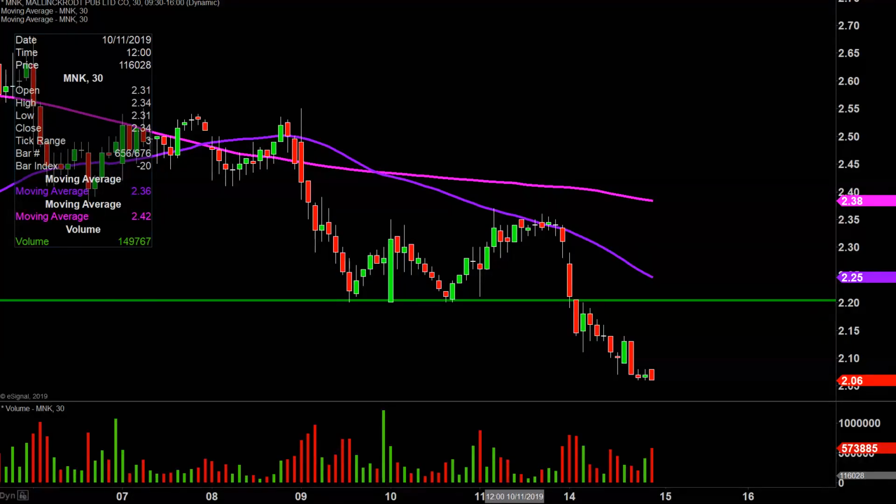Real quick, what do I mean by 30-minute, in case maybe you're new to charts? Instead of each one of these candlesticks representing one day's worth of price action, which is what you would normally see, each one represents 30 minutes. So this here may look like several days worth of time, but it's actually today's price action broken down into 30-minute time slices.